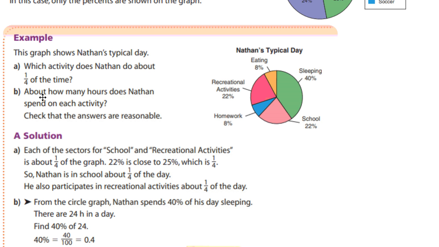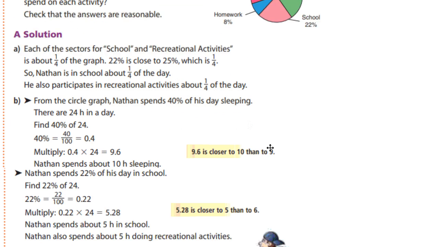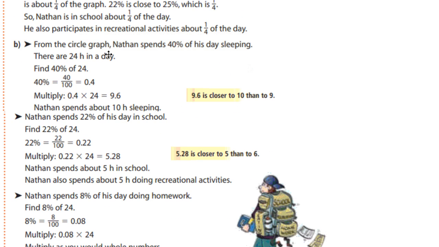Part B asks, how many hours does Nathan spend on each activity? Check that the answers are reasonable. So I'm actually going to scroll down to the actual worked out notes. We're going to talk a little bit about how we would do this. So from the circle graph, Nathan spends 40% of his day sleeping. There are 24 hours in the day, so we need to find 40% of 24.